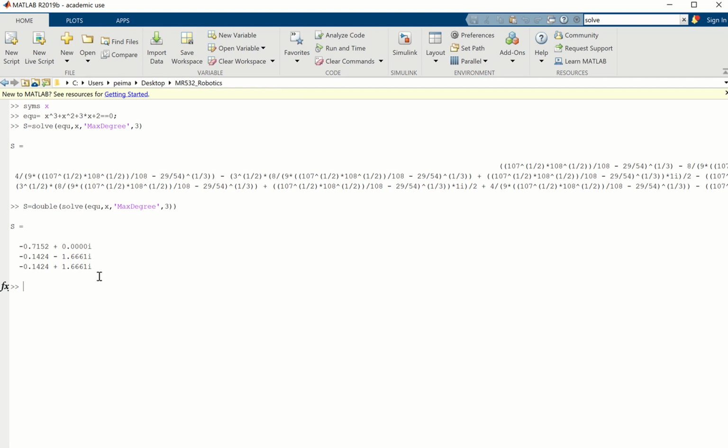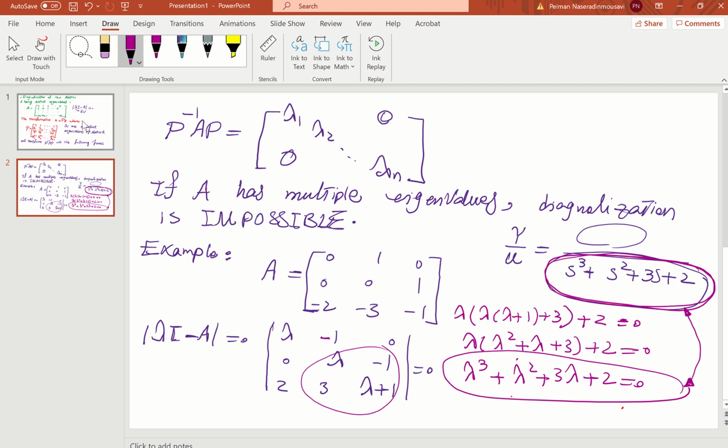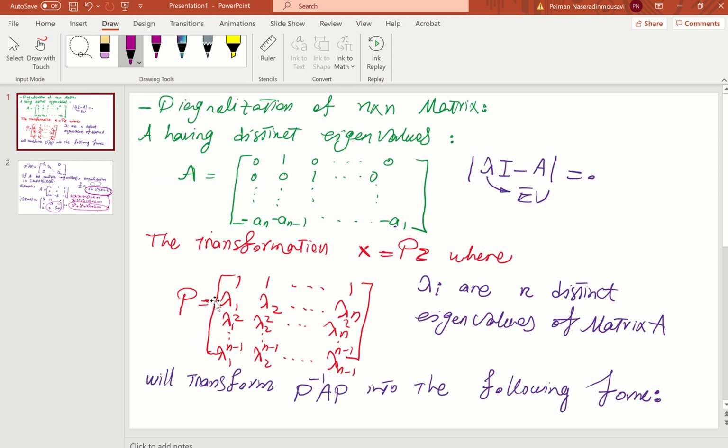These are the eigenvalues of your system: lambda 1, lambda 2, and lambda 3. Understand? You see that one of them is real, and the other two are complex conjugates, which we learned from undergraduate control, right? So we have to make the matrix P. Matrix P is based on whatever you have here. This is matrix P, guys.